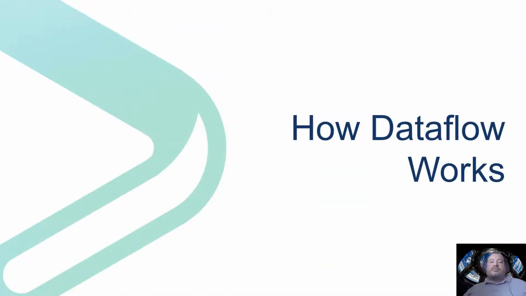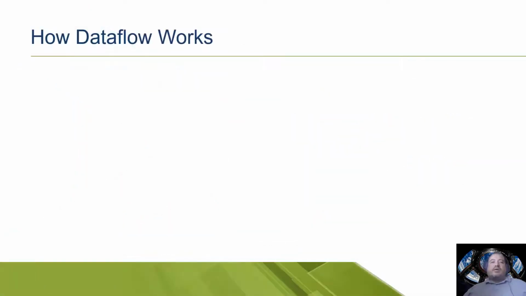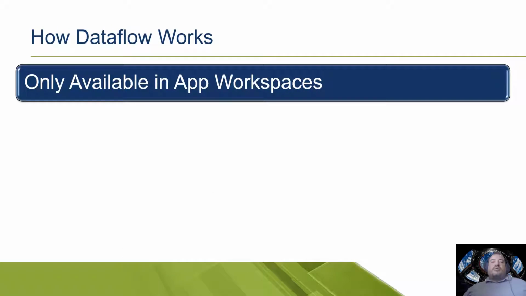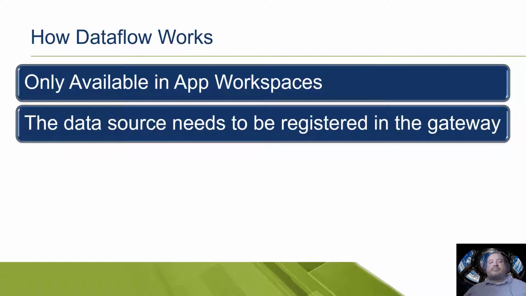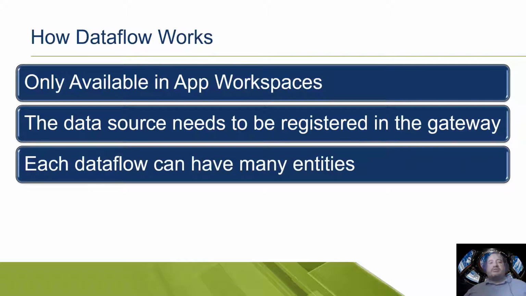And how the data flows works? It's only available in App Workspace. When you log in the portal, you see immediately the My Workspace. It's not available on My Workspace. It's only available on App Workspace. The data source needs to be registered in the gateway. If we are using an on-premise data source, we need to register the data source in the gateway. I will make a demonstration about this.